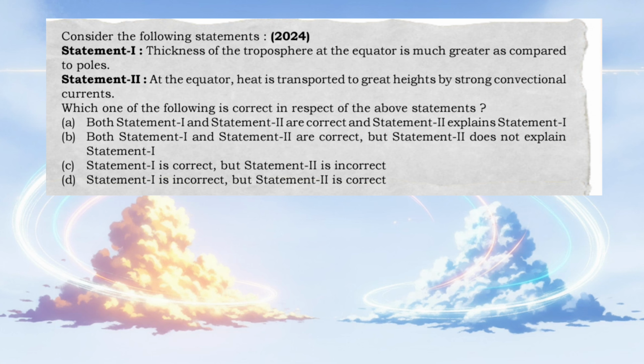Option A, both correct and 2 explains 1. Option B, both correct but 2 does not explain 1. Option C, 1 correct but 2 incorrect. Option D, 1 incorrect but 2 correct. Pause 5 seconds.